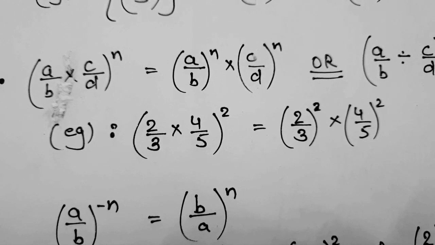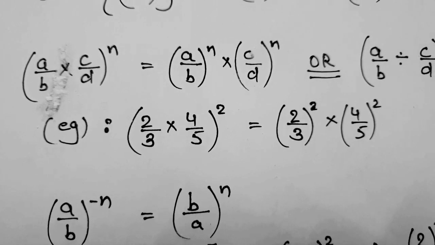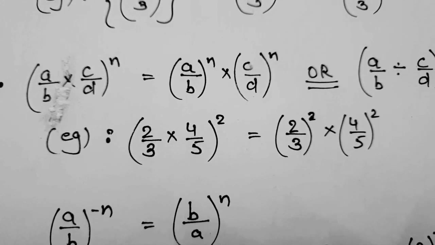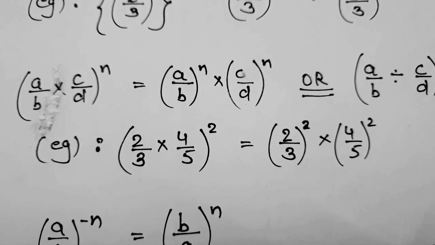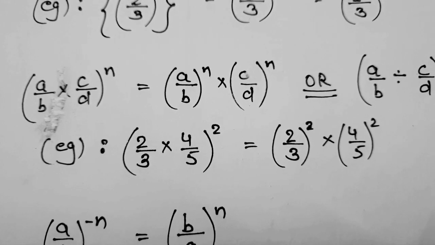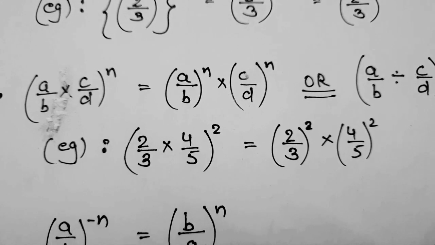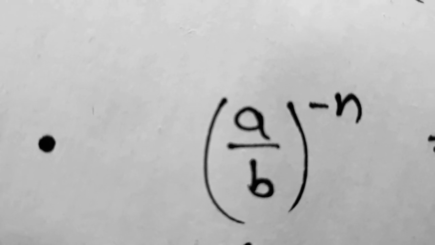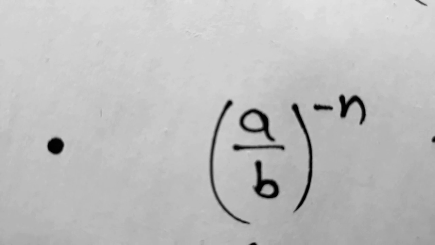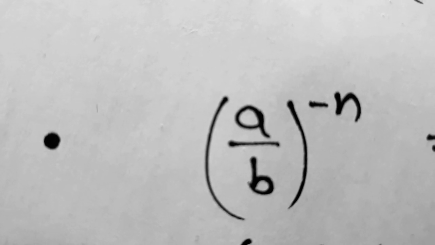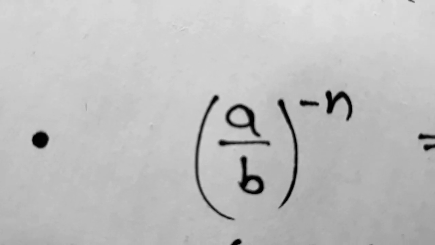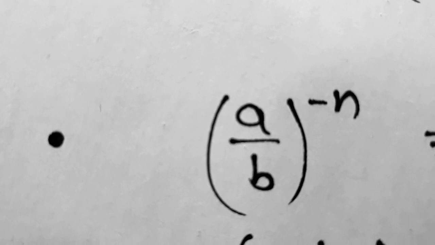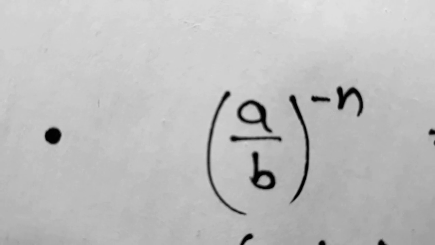(2/3 into 4/5)^2. So we can again call it as (2/3)^2 into (4/5)^2. Now let's see the rule number 5. Before discussing the rule number 5, I want to let you know it is the rule of reciprocal. Okay, we all know what a reciprocal is. If I ask you the reciprocal of 2 by 7, you all will answer it's 7 by 2, ma'am.